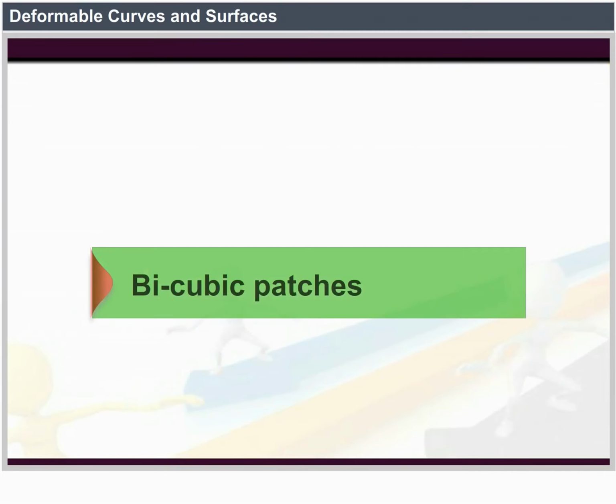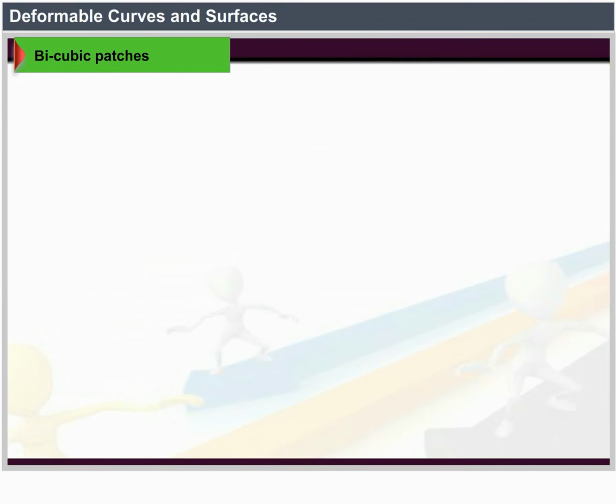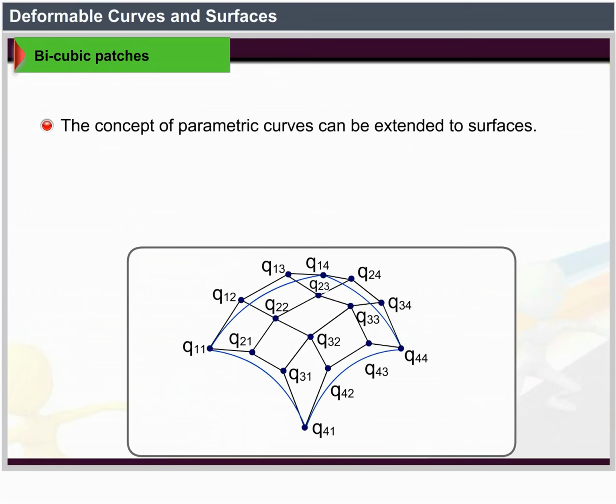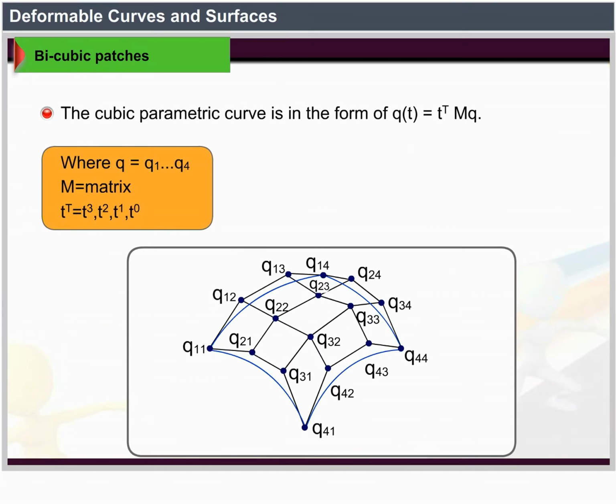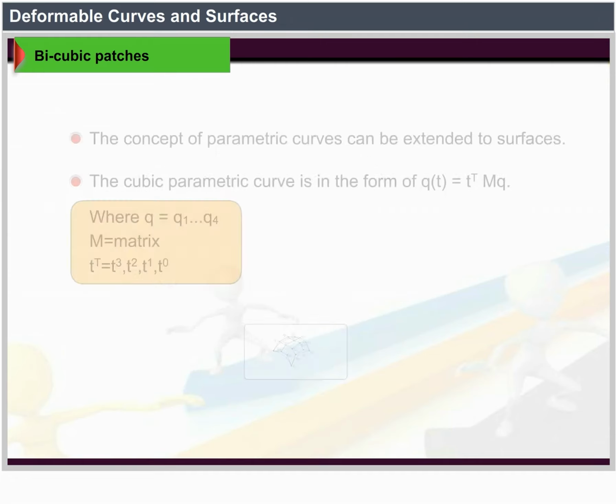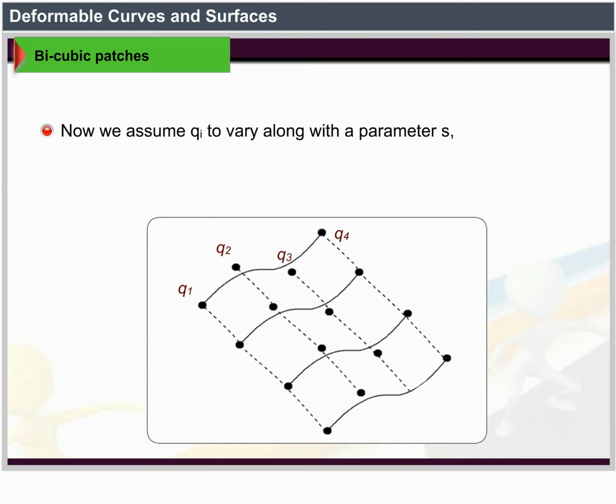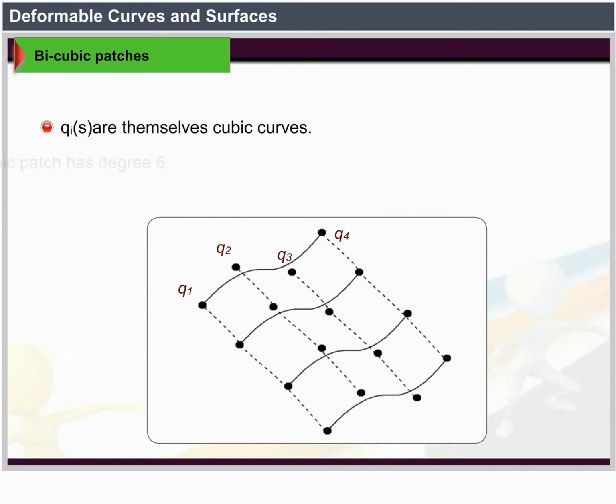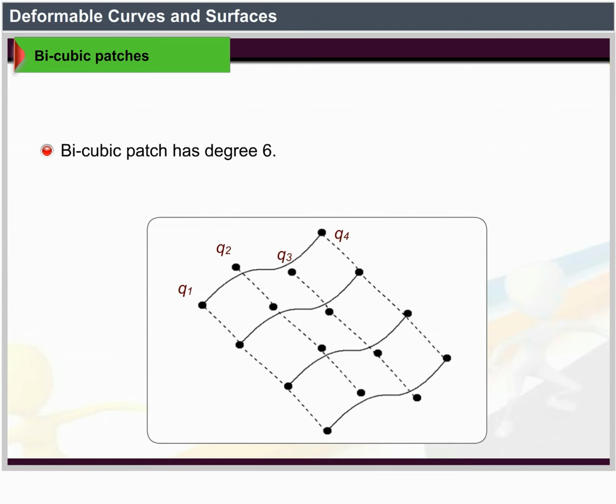Bicubic patches. The concept of parametric curves can be extended to surfaces. The cubic parametric curve is in the form Q of t equals T M Q. Now we assume Q_i to vary along a parameter s. Q_i(s) are themselves cubic curves. Bicubic patch has degree 6.